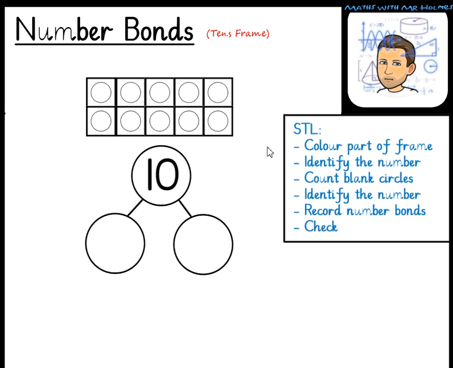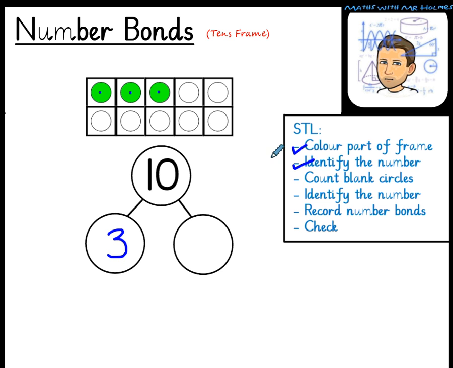Our first step then is to colour part of the frame, as much or as little as you'd like. We're then going to identify the number, and a handy hint would be to touch each coloured dot as we go, or even dot them. 1, 2, 3. And then we're going to write it in our whole part model.